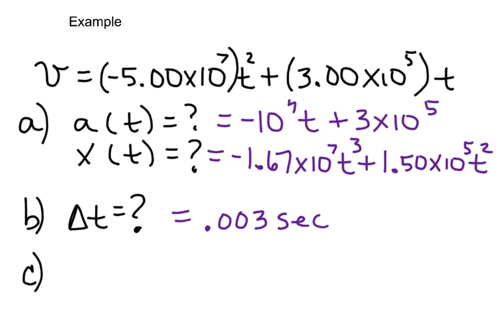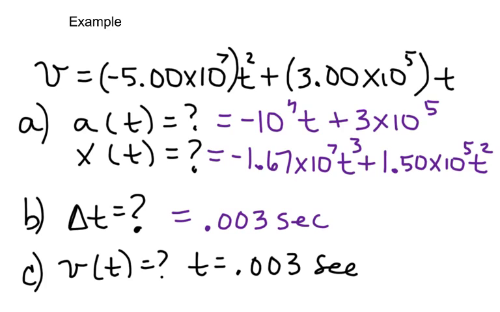Part C. Find the speed at which the bullet leaves the barrel. Find v of t when t is equal to 0.003 seconds.